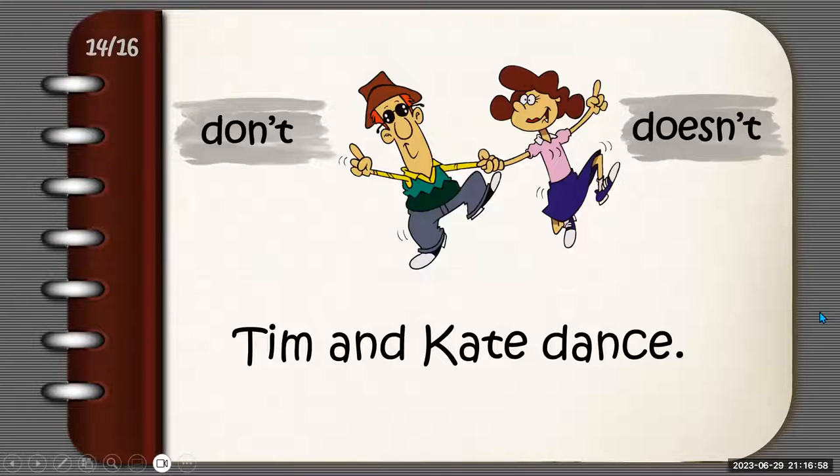Him and Kate dance. Tim and Kate don't dance. Okay, Tim and Kate don't dance. Why am I going to use don't and not doesn't? ¿Por qué uso don't y no doesn't? Porque está hablando de ellos, teacher. They, en ese caso sería they. Okay. Ellos no danzan, no bailan.